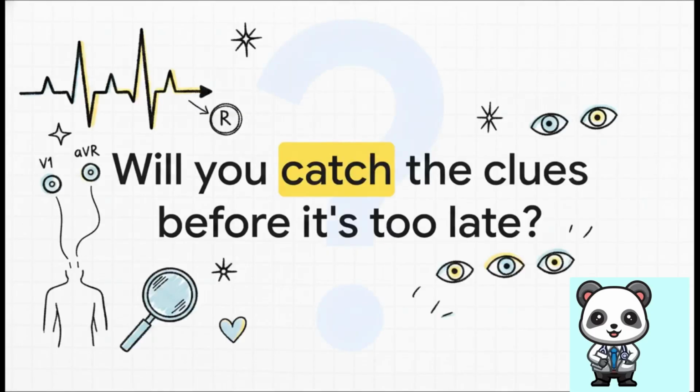So here's my challenge to you. The very next time you pick up a 12-lead ECG, will you catch those hidden clues before it's too late? I challenge you to make checking leads V1 and AVR the absolute first thing you do on your next clinical shift. Don't let these subtle but totally life-saving clues pass you by.